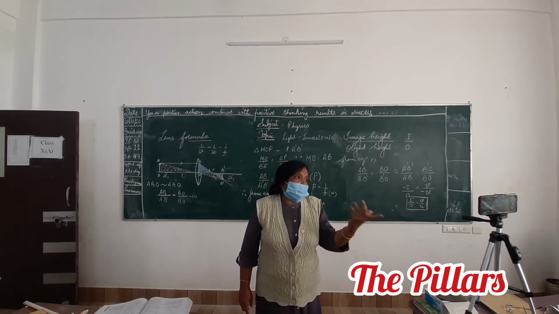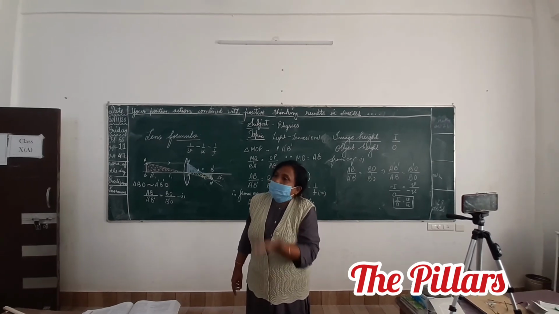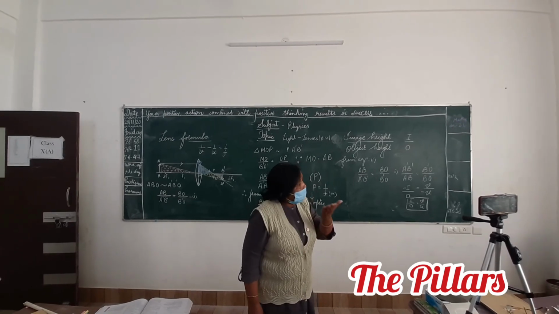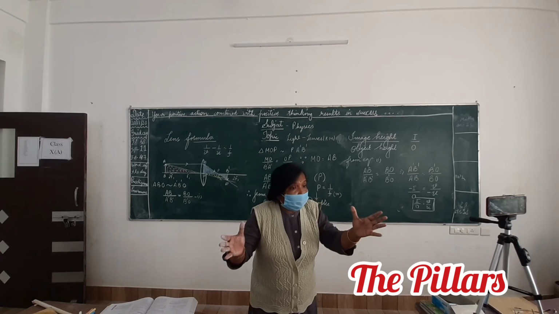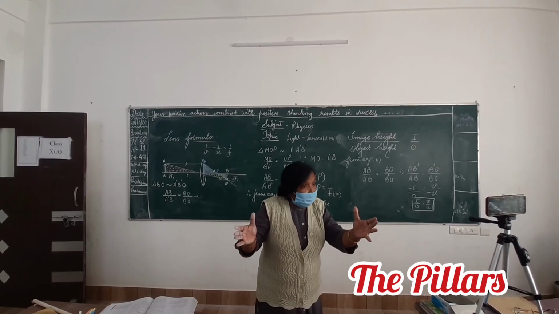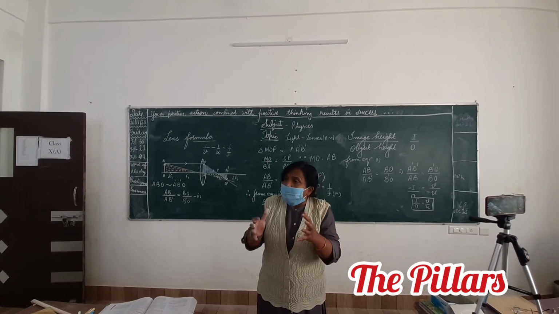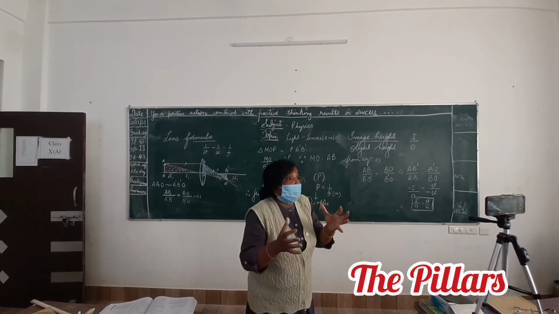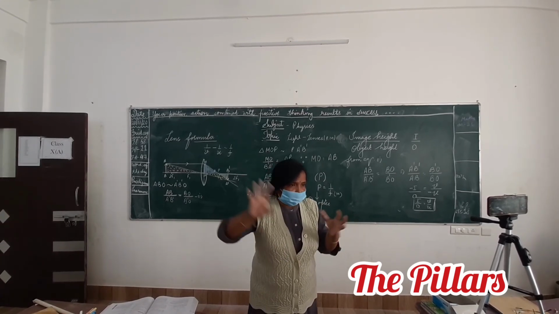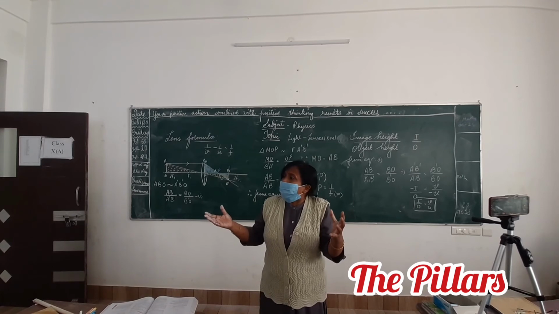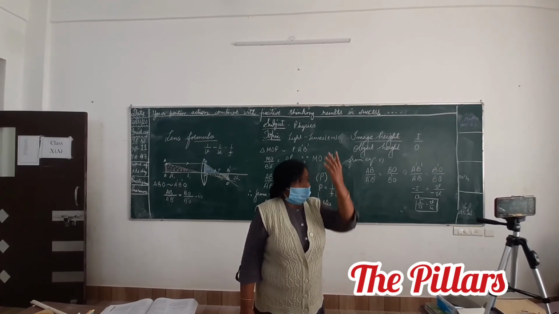Right? If it is so, then what about the power? What is power? 1 by f. So P is equal to P1 plus P2 plus P3 plus P4 plus P5. You may get a question like this. Okay. So combination of thin lenses. If more than 2 lenses are combined together, what will be their equivalent focal length? 1 by f is equal to 1 by f1 plus 1 by f2 and so on. What will be their equivalent power? P is equal to P1 plus P2 and so on.